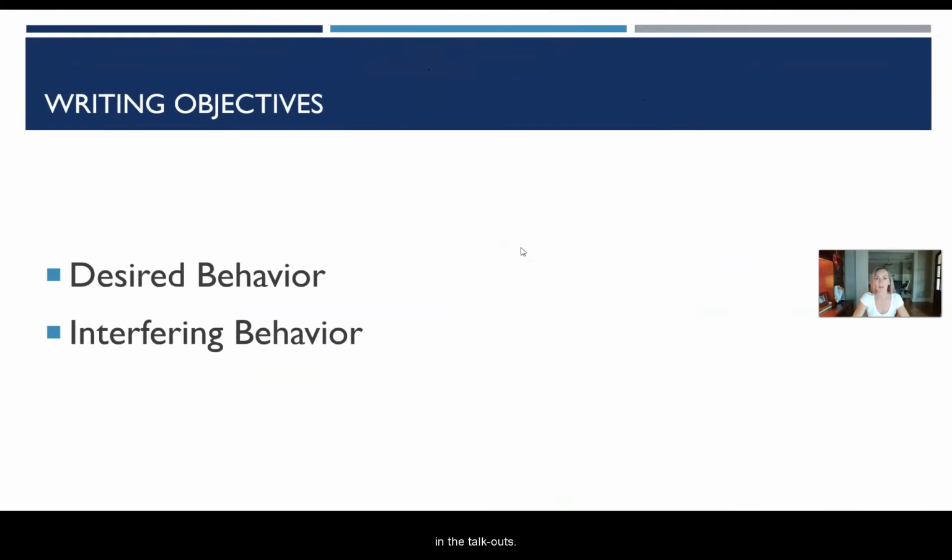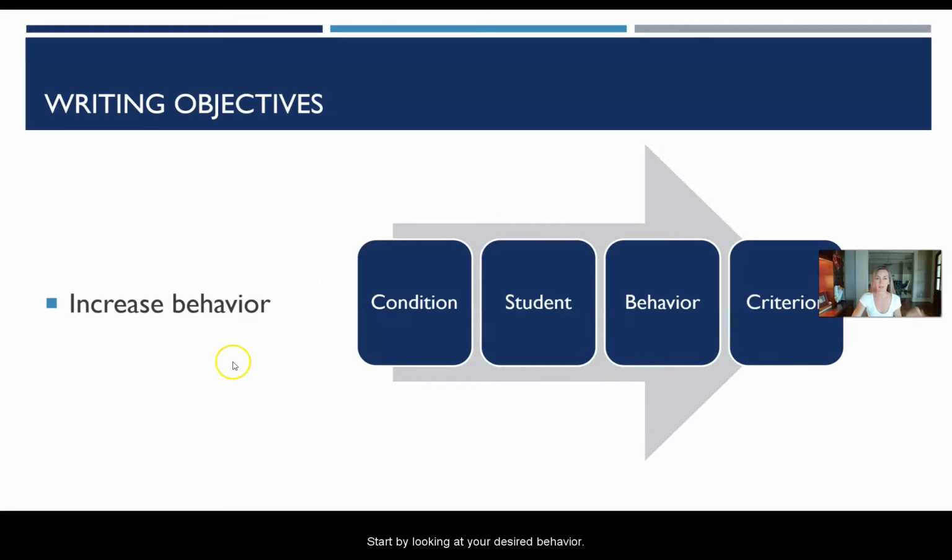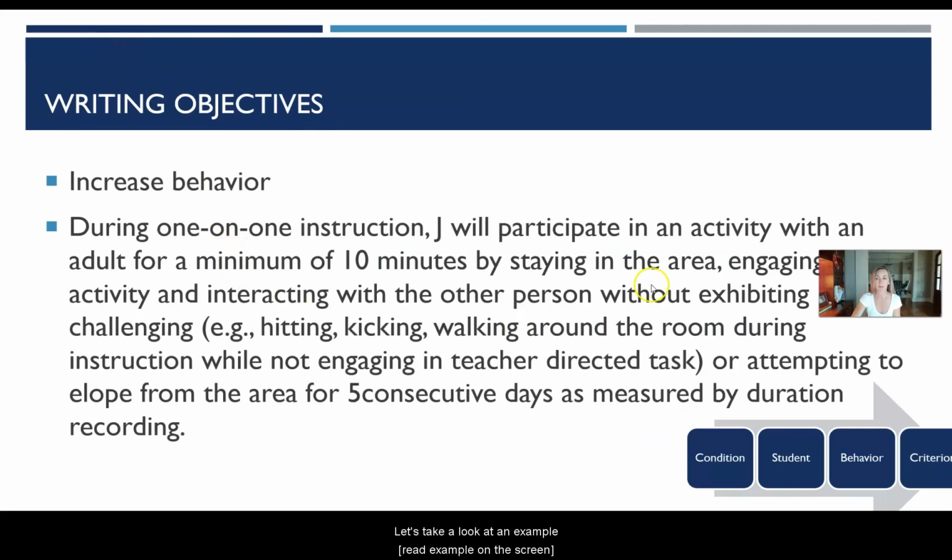Okay, so I also want to end with the format for writing objectives. You're going to have to write an objective based on your baseline data for both your desired behavior and your interfering behavior. Start with looking at your desired behavior. That's what you want to increase. So you write your objective, first giving the conditions, then saying the student's name and describing the behavior, and then the criterion for mastery. Let's take a look at an example.